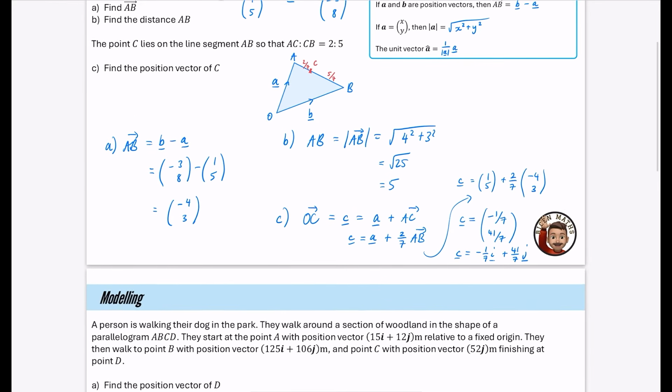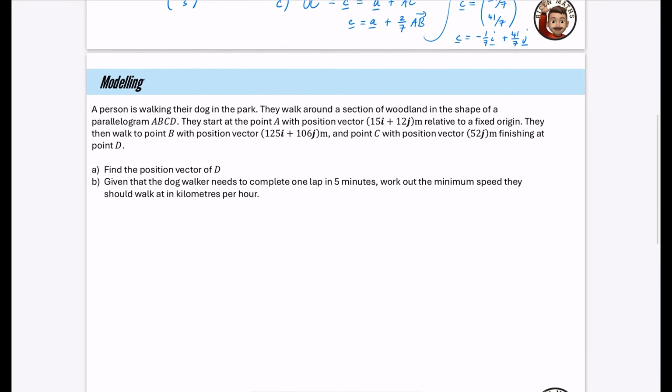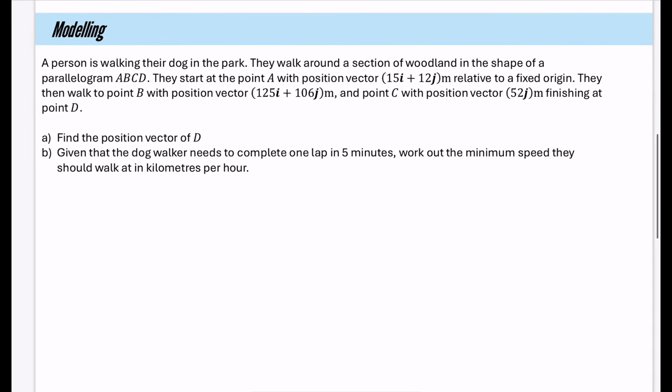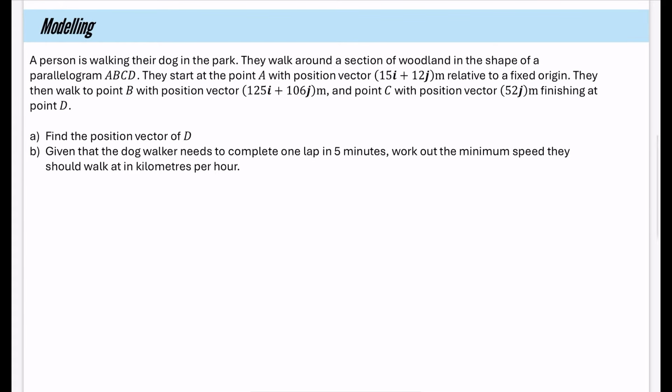Okay, we're now going to look at one that is to do with modelling, and it's got some stuff to do with shapes in as well. A person is walking their dog in the park. They walk around a section of woodland in the shape of a parallelogram ABCD. They start at the point A with this position vector relative to a fixed origin. They go to B with this position vector and point C with position vector this, and they finish at point D. And we're going to find the position vector of D.